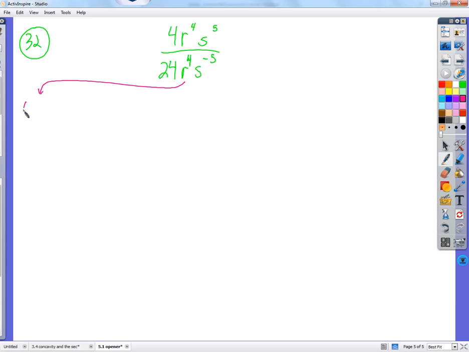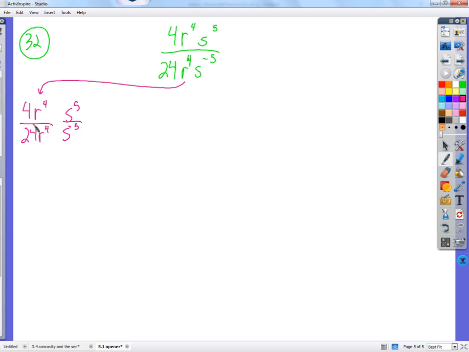4R to the 4th over 24R to the 4th. And then S to the 5th over S to the negative 5th. Okay, good. Absolutely. Because we're just multiplying these things together, and if we make them each their own fraction, it's the same. It's equivalent. We're just multiplying these all together. Okay, so where does that get us? And then you simplify them. Simplify them? Okay, do you start with this one? Yeah. How'd you simplify this?